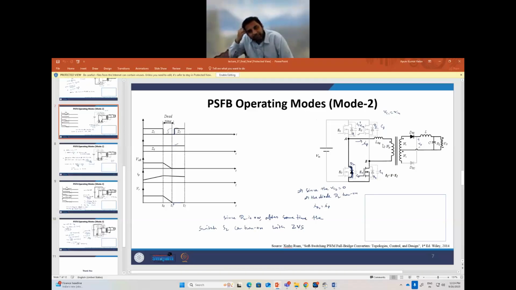Sir, the doubt is that sometimes we say VL leakage would be 0. In this mode, between T0 and T1, IP is almost constant, and if VAB is also 0, and I consider the voltage across leakage is also 0, then VP will also be 0 because VAB is 0. But that's what I'm saying, you have to also reflect that impedance on this side. There are other impedances also there.